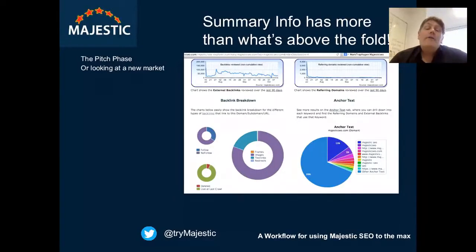Also, if you just go into Majestic and type in a website, then a lot of people miss what's below the fold. So what comes back inside Explorer at the top is a little bit of information about the website. But if you scroll down, you get some more charts and some more information about what's happening on that website.